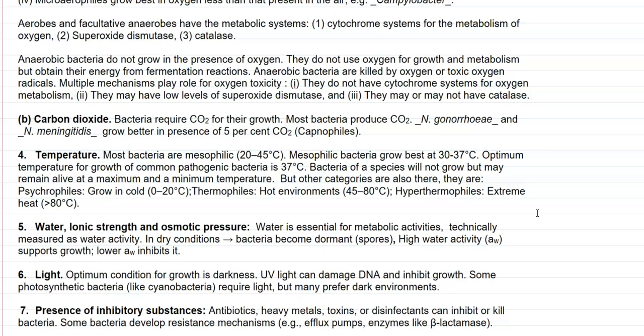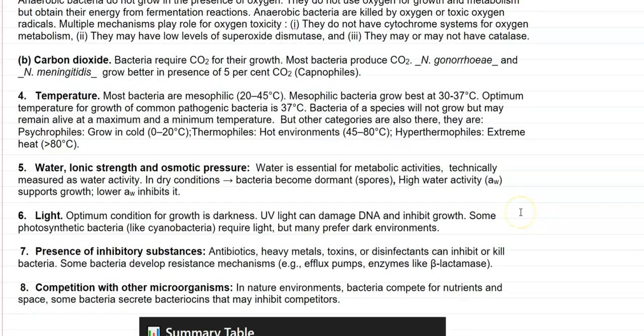Next, we look at some points related to how water influences growth, and how ionic strength and osmotic pressure can influence microbial growth. As we already know, water is essential for all living organisms for their metabolic activities, mainly to take nutrients inside. Technically, the water requirement for an organism can be measured as water activity. In dry conditions, when the water activity is very low, bacteria can convert their cells into dormant forms which are referred to as spores. So, high water activity can favor the growth of microorganisms, whereas low water activity can inhibit their growth.